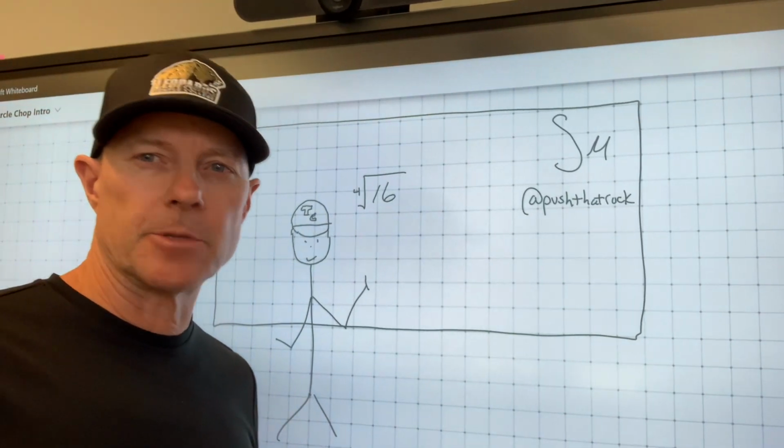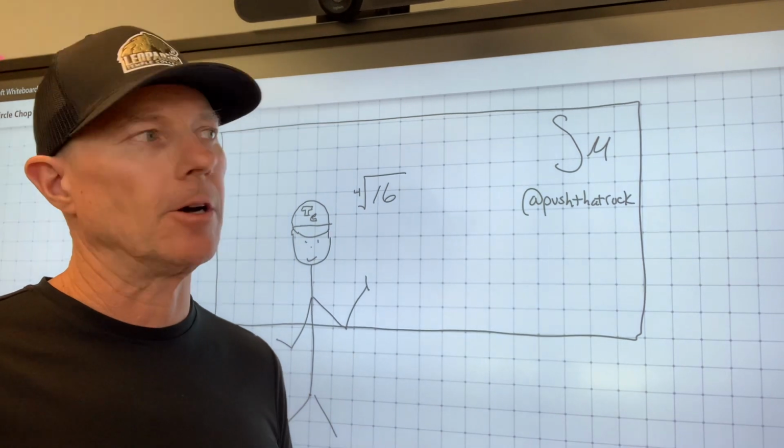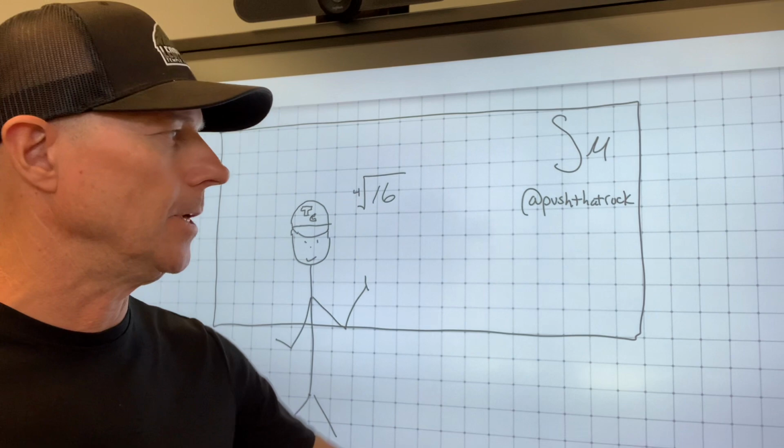Push that rock here with some math. We're going to take the root of a complex number using something called the circle chop theorem, and we're going to try to understand why the circle chop theorem works the way it does.